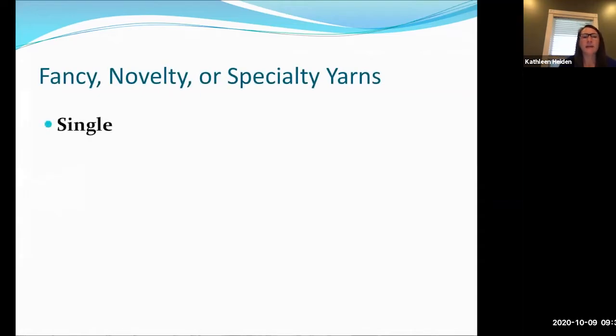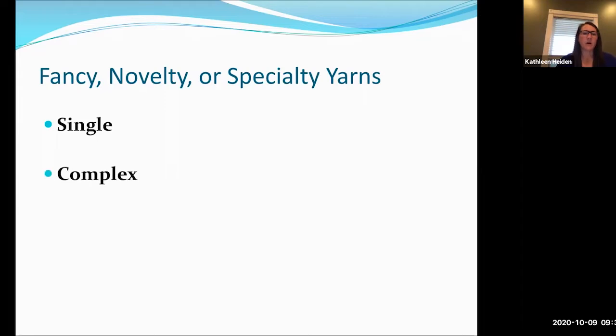Okay, so you can have novelty or specialty yarns or complex yarns that are single. Okay, and a single specialty or complex yarn is that it has one part that makes up the yarn. But because of the fiber content of that, it's considered a complex or a novelty yarn. So an example of that is like a metallic yarn. Metallic yarn only has the one part to it, the one fiber of metal yarn, but because it's a metal, it's considered a complex or a specialty yarn.